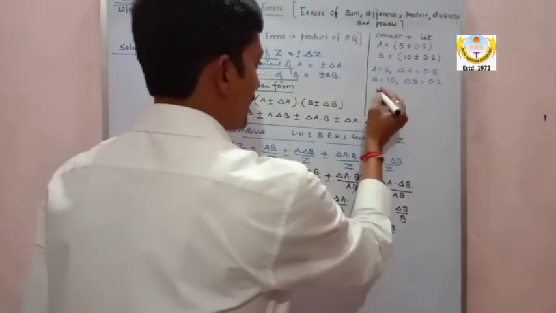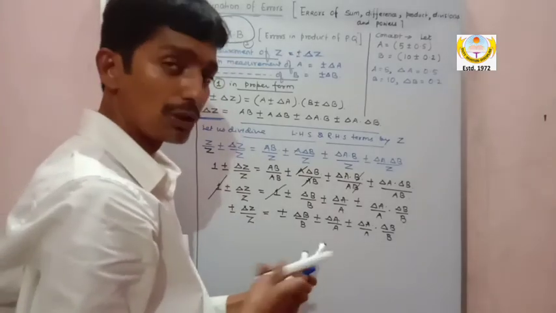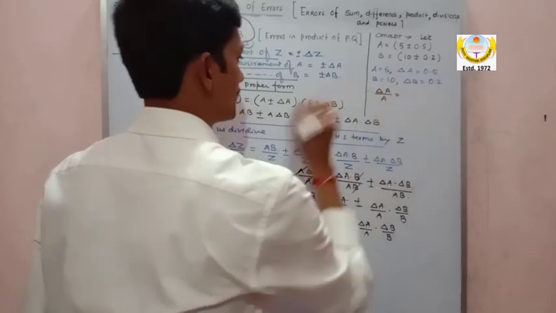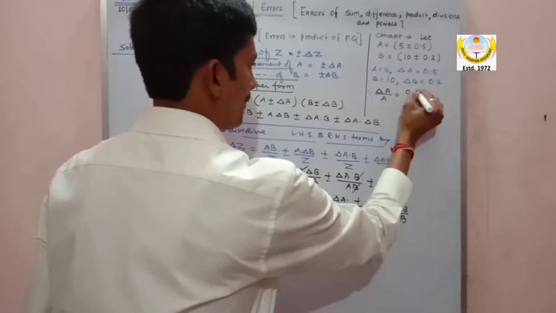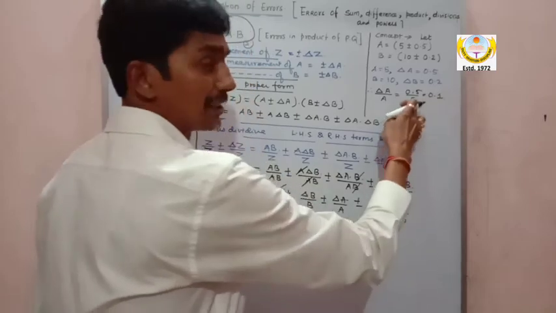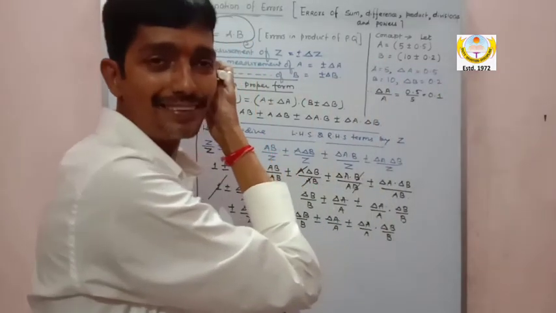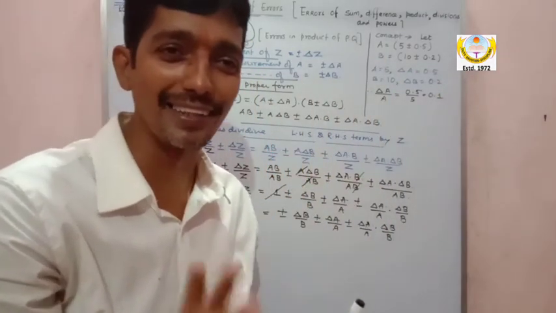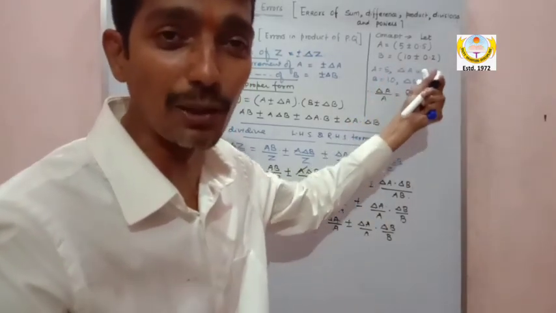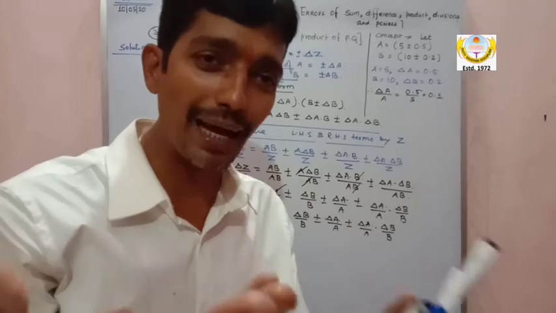Now let us find what is del A by A. From my question, let us calculate: del A by A is how much? Del A is 0.5 divided by 5. The answer becomes 0.1. The denominator is very high, higher than the error value. Of course, everywhere the true value will be higher than the error. The true value of a physical quantity will be more than the error in that physical quantity. Otherwise, why are we doing the experiment? If the error becomes even bigger than the true value, then the experiment is a flop.